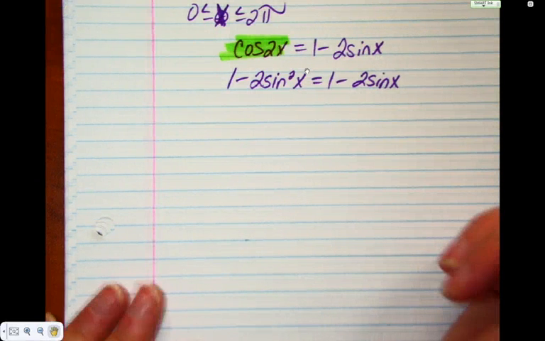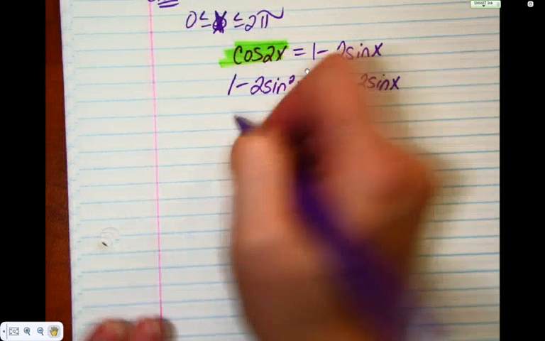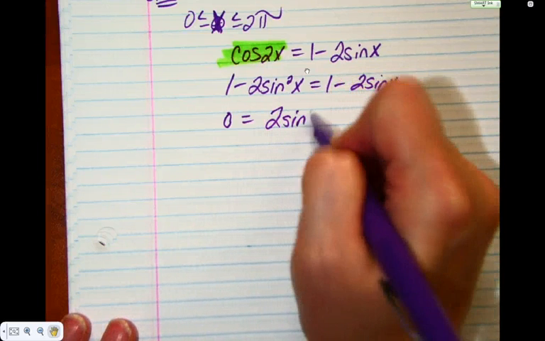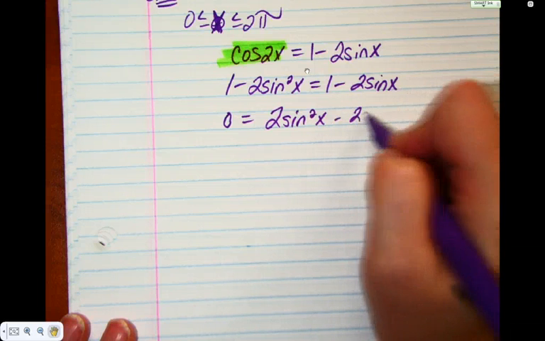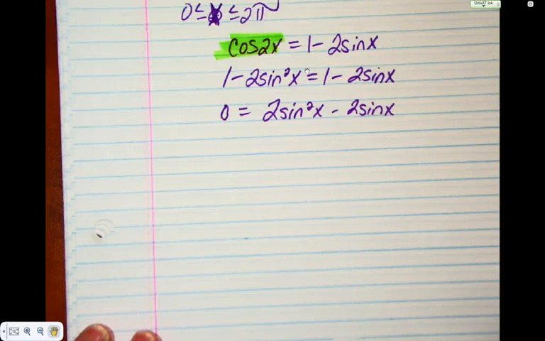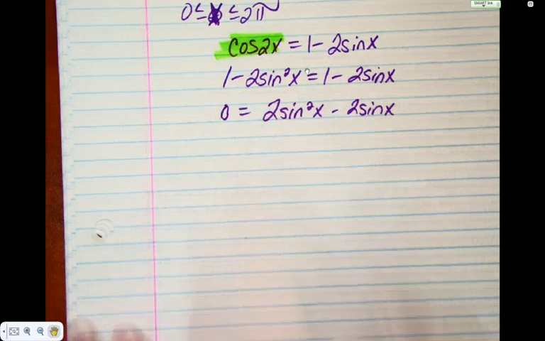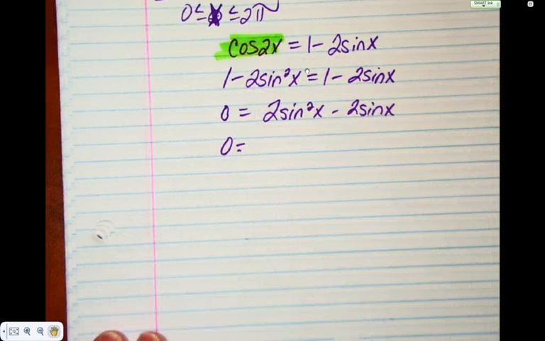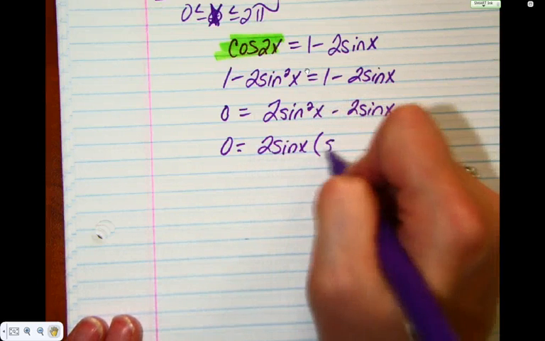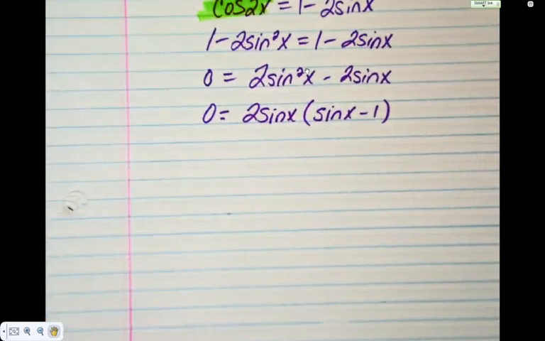Okay, someone want to give me the next step? So you're going to tell me, I'm just going to write it down. Which side would you like, left? Where does the 1 go? It's gone because it'll cancel with this one. You would get 0 equals 2 sine x times sine x minus 1. Agree? Disagree? Then you split this all.